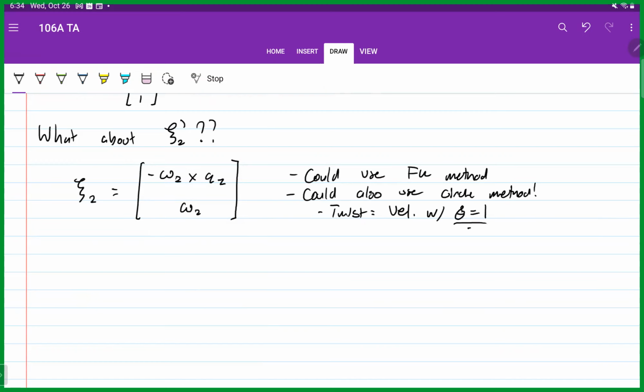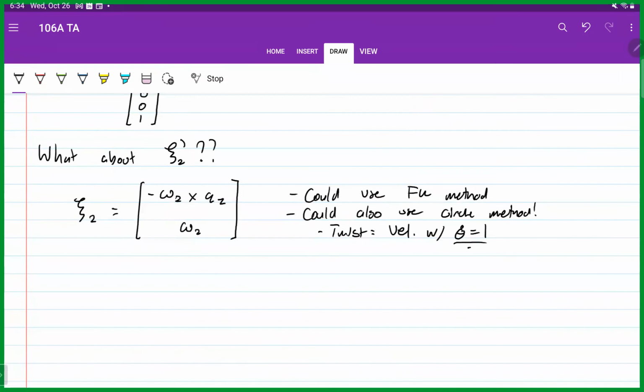So just remember, if you're trying to apply the circle method and you think you might not be able to, for a twist, you absolutely can. There's not going to be a single problem in there. Just remember to set your angular rate equal to 1, because twists are always around unit axes, and you'll be all good to go. So let's give that circle method a try.